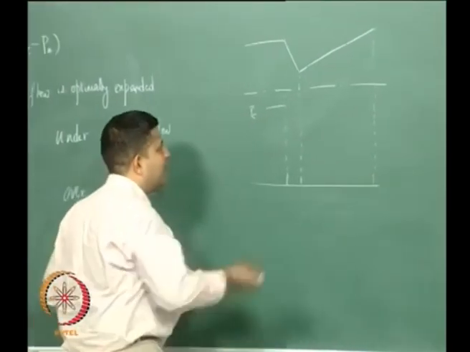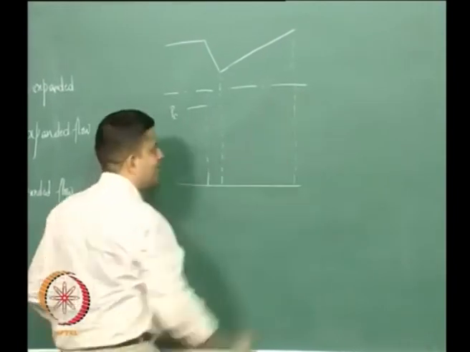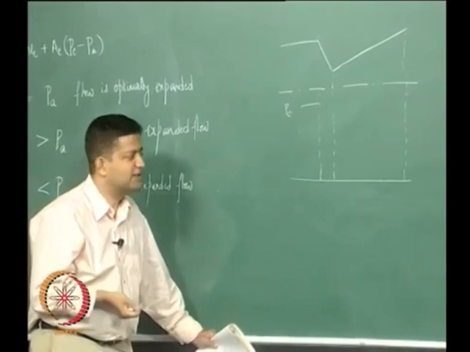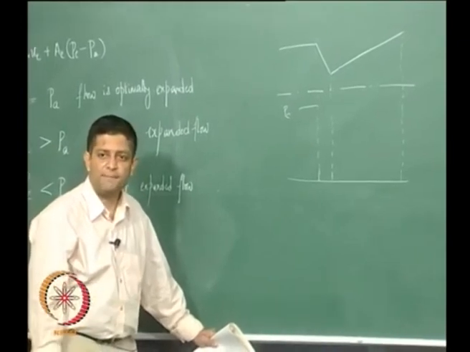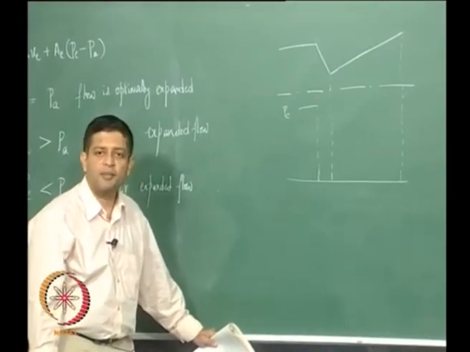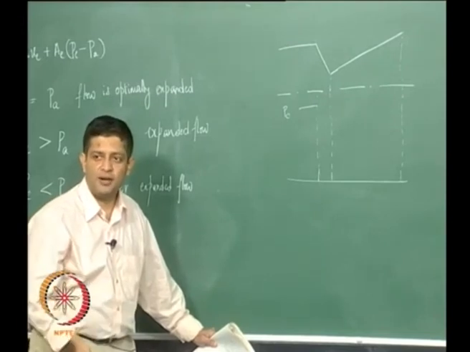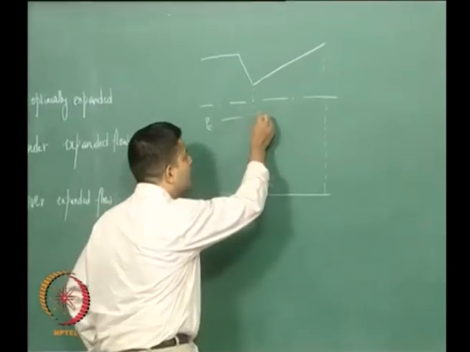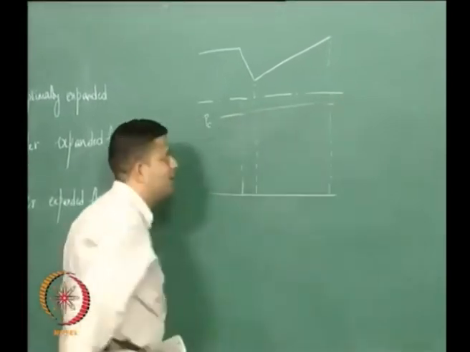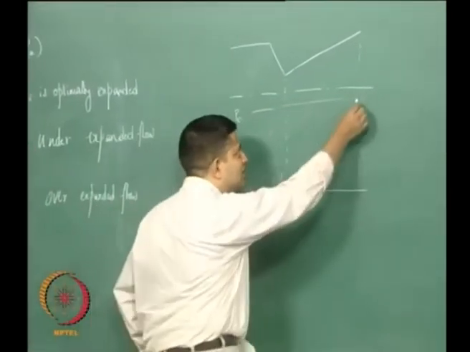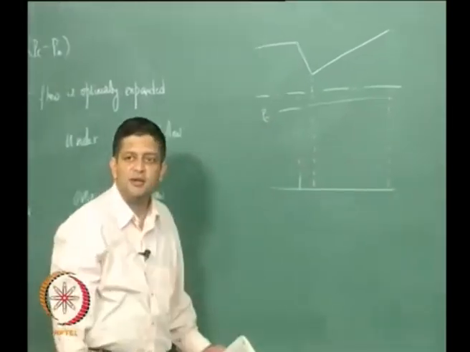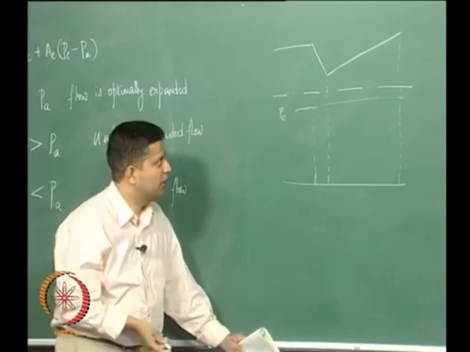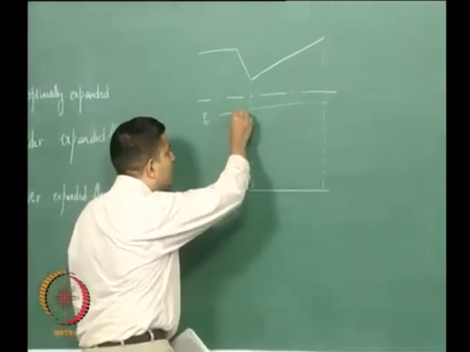Let us say the ambient pressure is somewhere here, and the pressure inside is the same, then what will happen? There is no flow, right. So there will be no flow and pressure is constant throughout. Now let us keep reducing the pressure on the outside. Then there will be flow.